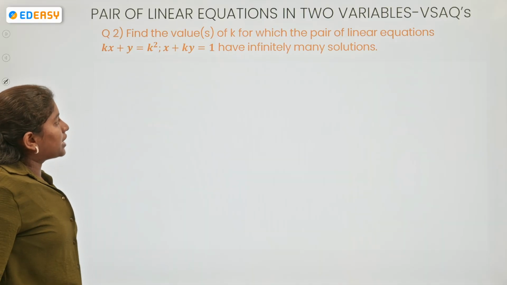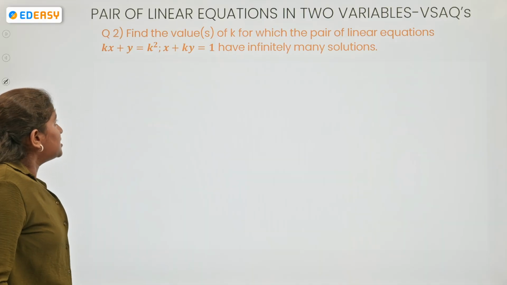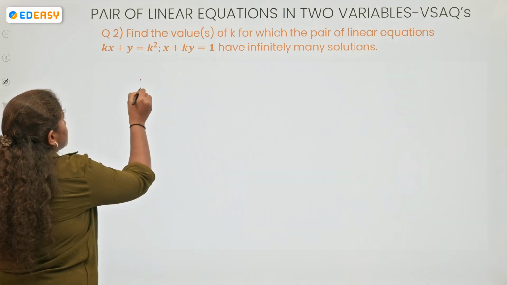Find the values of k for which the pair of linear equations kx plus y equals to k square.